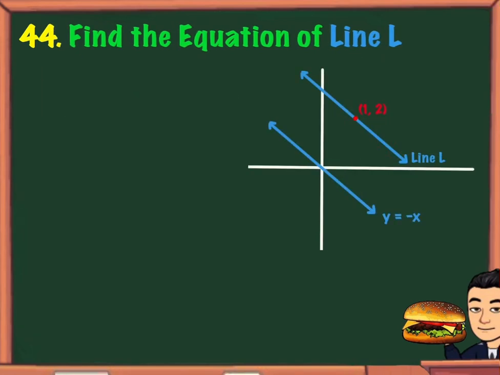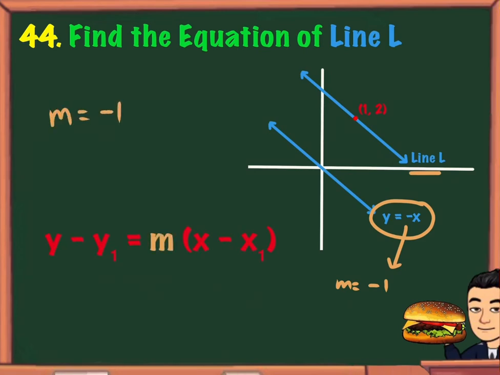For number 44, the first thing I want to do is identify the slope of L1. If you look at the other line right here, the slope is negative 1, and that's parallel to line L. So the slope of line L is negative 1.